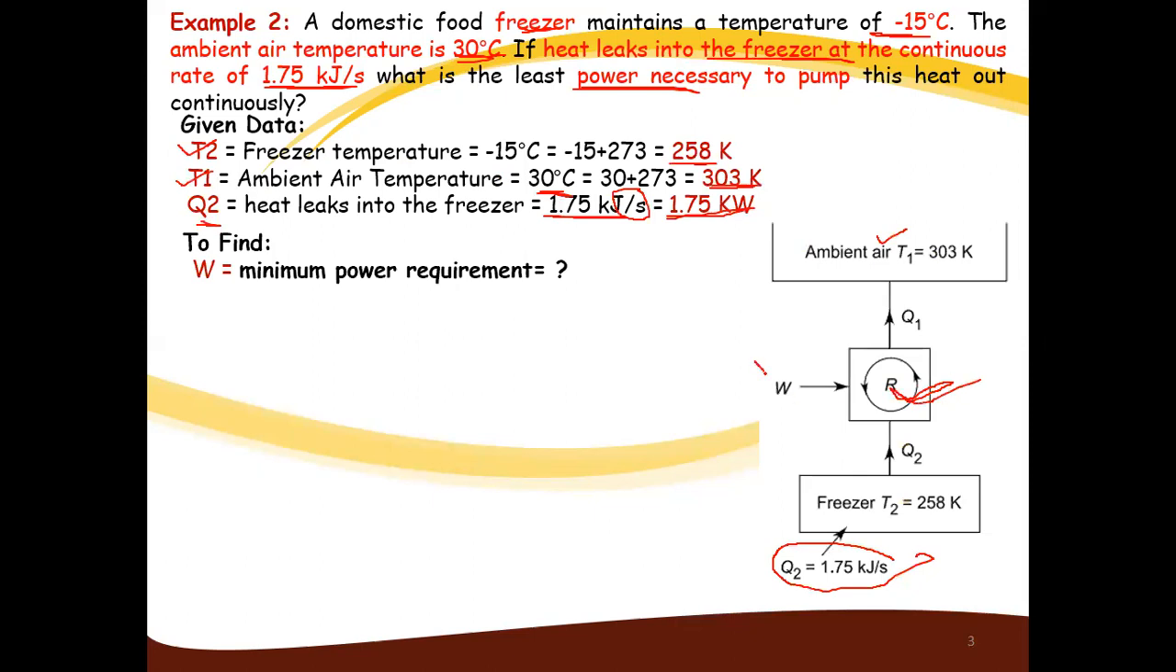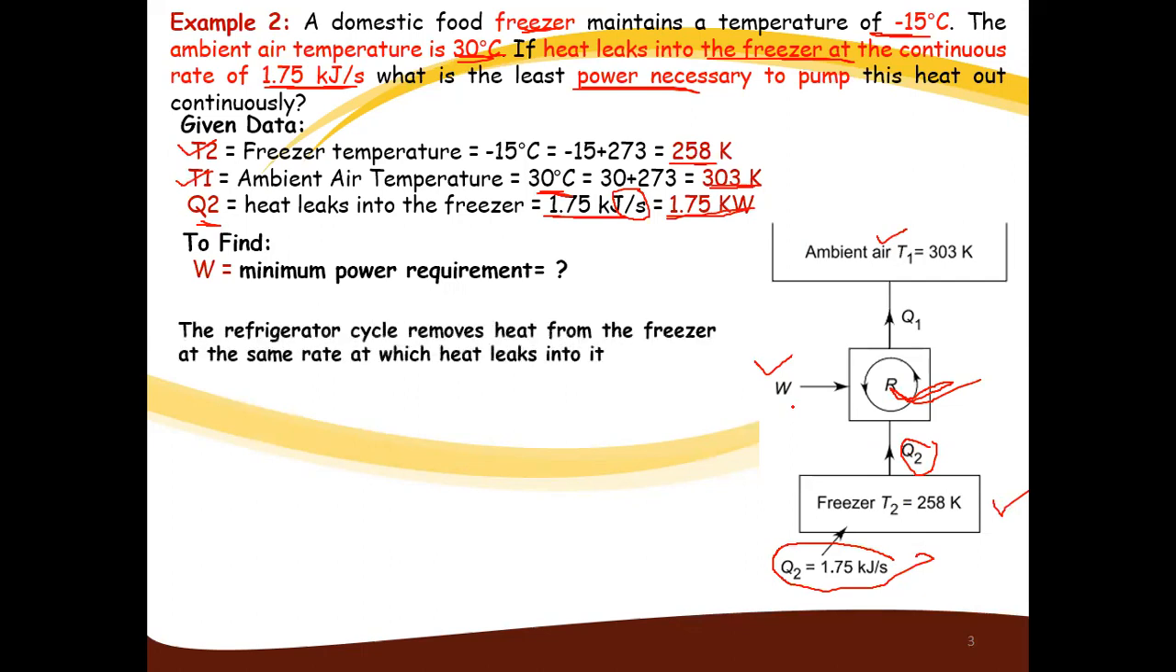So for that we require W as work input and your output will be Q2. So we have to maintain this temperature. The refrigeration cycle removes heat from the freezer at the same rate at which it leaks into it. So for minimum power requirement, we have Q2 upon Q1, that is nothing but T2 upon T1, because Q1 is directly proportional to T1. Again, Q2 is directly proportional to T2.